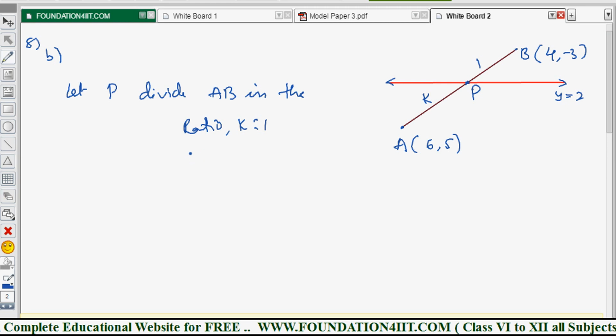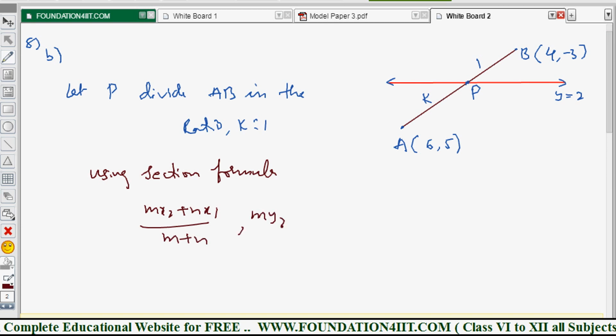Now by using the section formula, you can solve this. If the ratio is m and n, the formula is (mx2 plus nx1) by (m plus n), comma, (my2 plus ny1) by (m plus n). M and n is the ratio, so this is m and this is n, and this is x1 y1 and this x2 y2 is the point B.